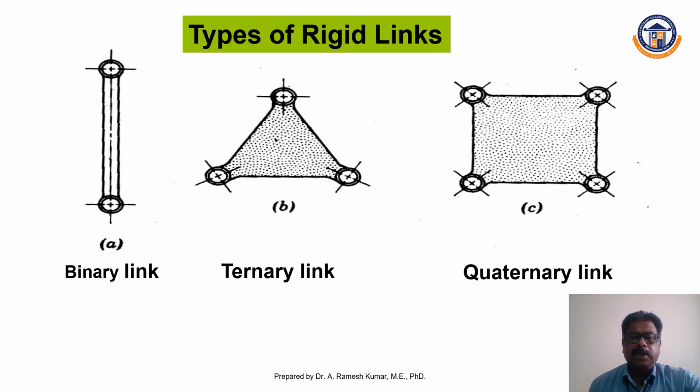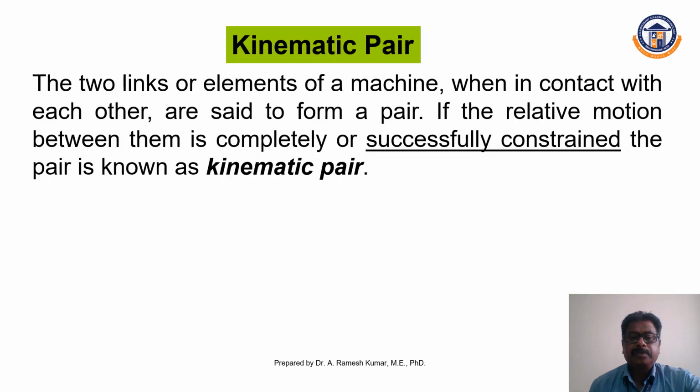The types of rigid links are binary link, ternary link, quaternary link. When there are two nodes, it is called a binary link. When three nodes are there, it is called a ternary link. When four nodes are there, it is called a quaternary link.